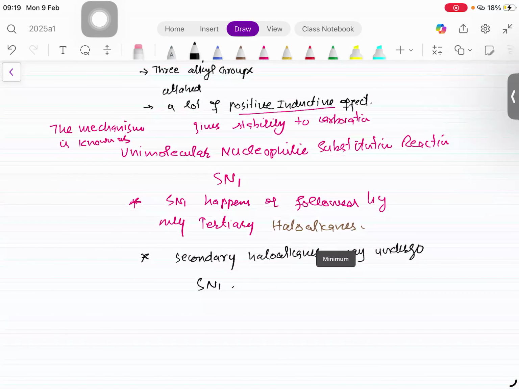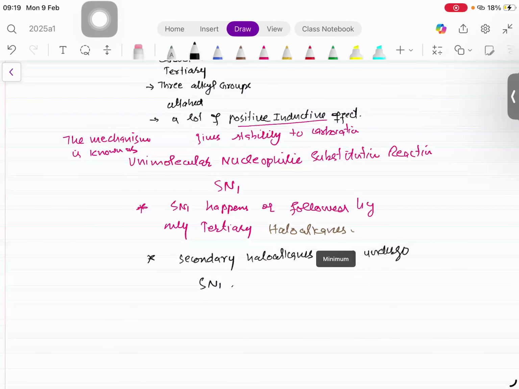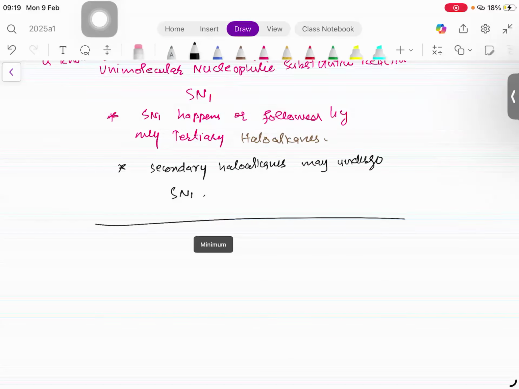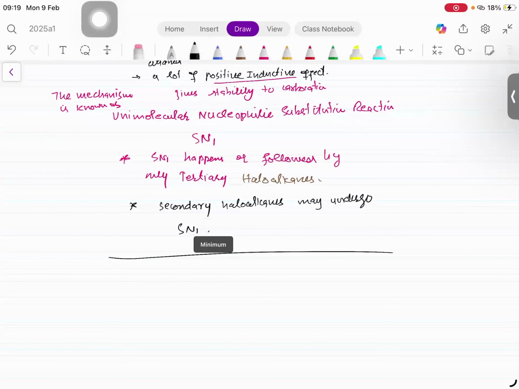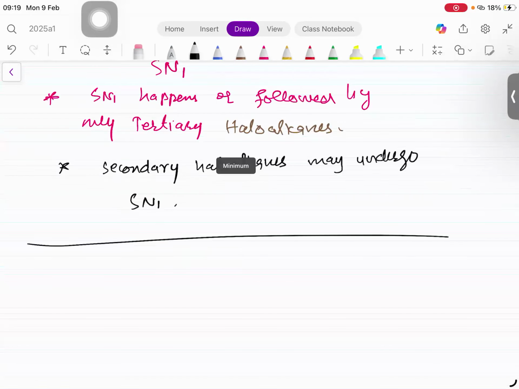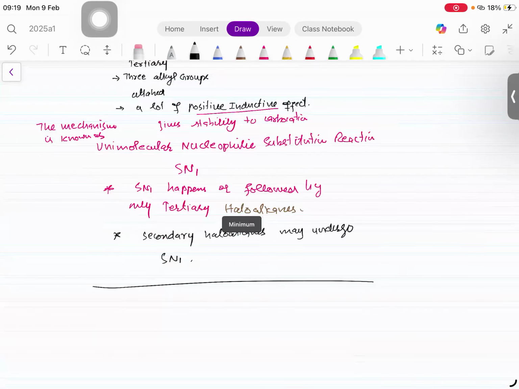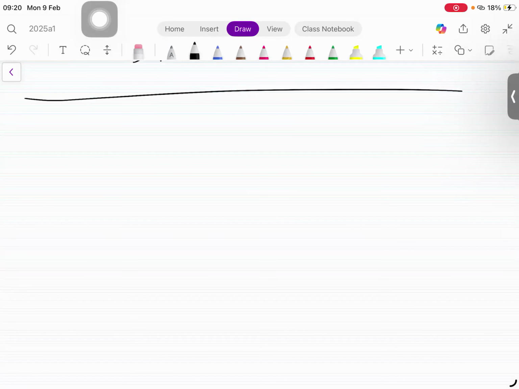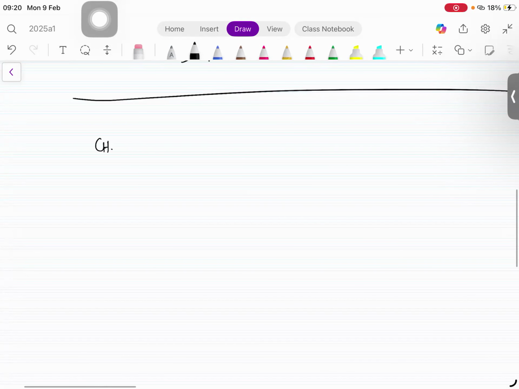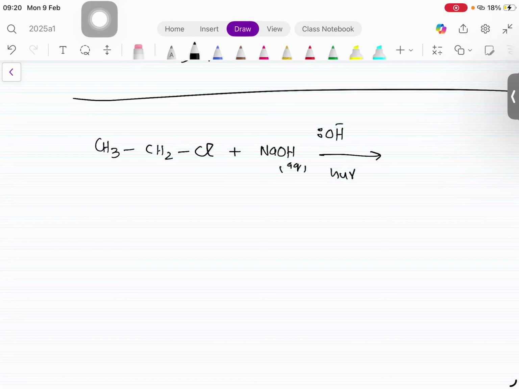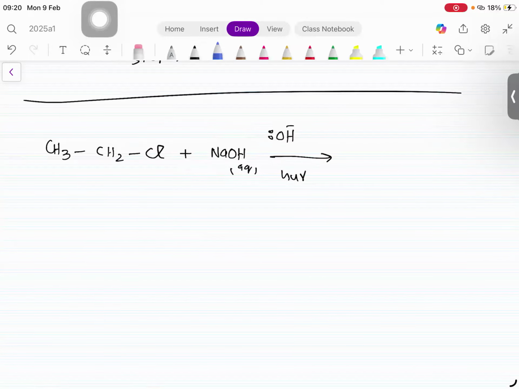Okay, now another example which I'm going to give you. Please look at this. Look here, for example, please pay attention. If I have this haloalkane, CH3CH2Cl plus NaOH aqueous. Again, OH negative is the nucleophile. Again, heat and reflux. What is the product now? Anyone? What is the product?